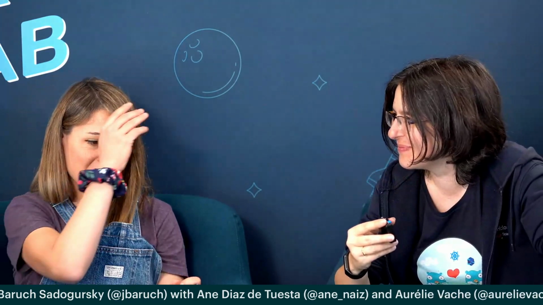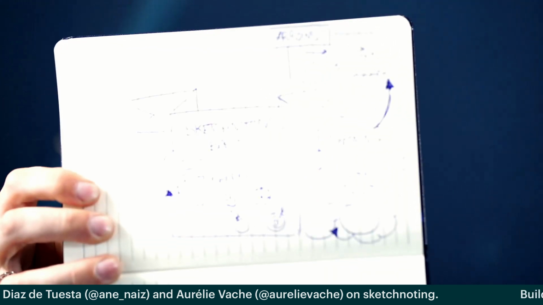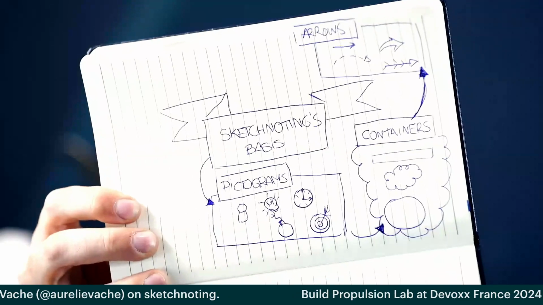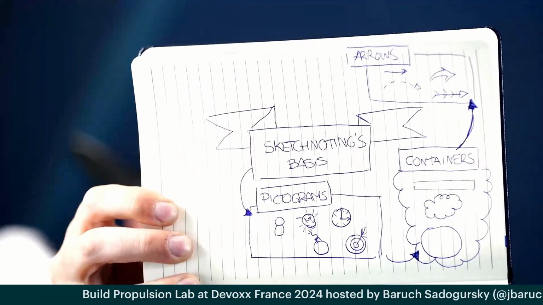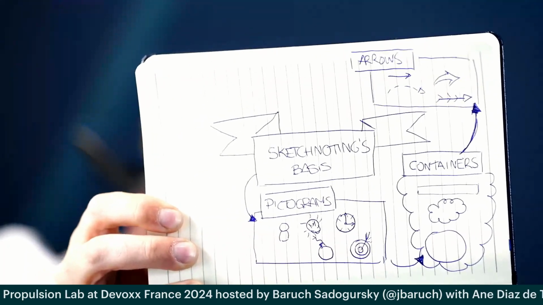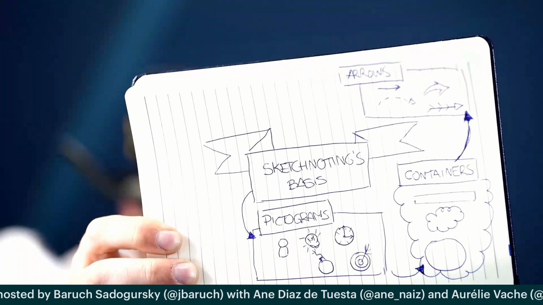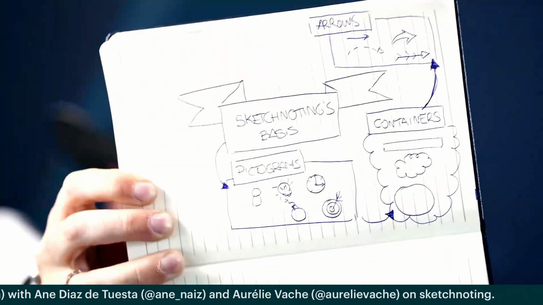We are learning a lot. So you can see here how we now have containers of arrows, which kind of explains what arrows are. And then we can see the flow of this talk. How we started to learn about the title, and then we learned about the pictograms, the containers and the arrows, all building the flow. Beautiful.